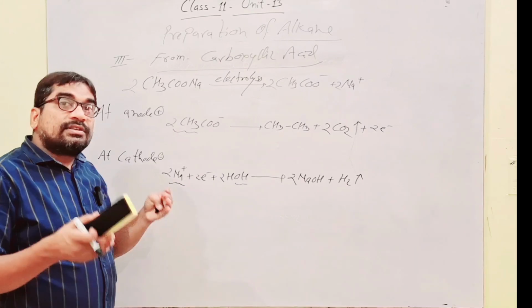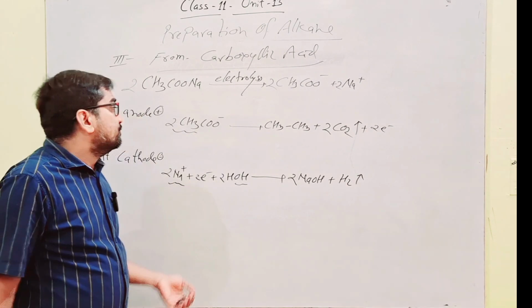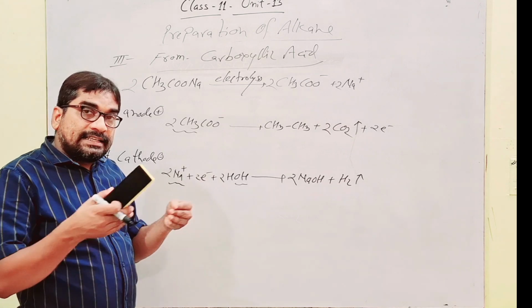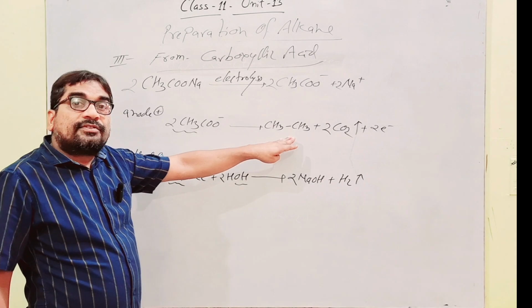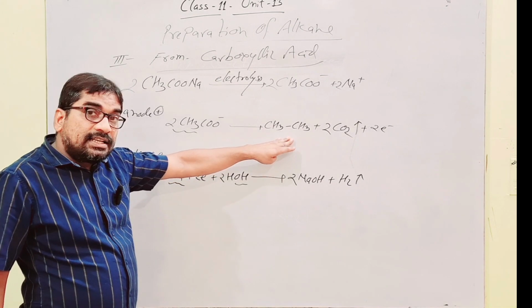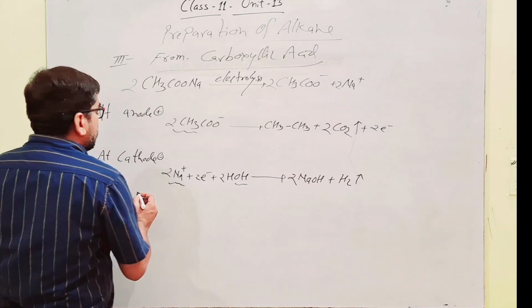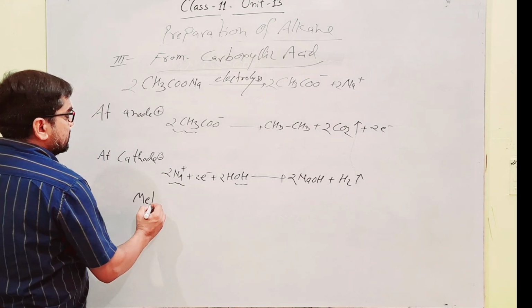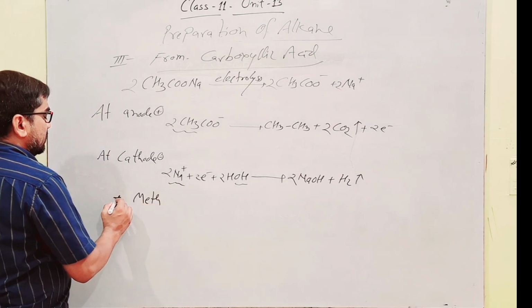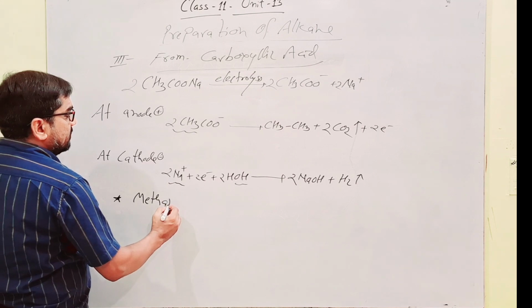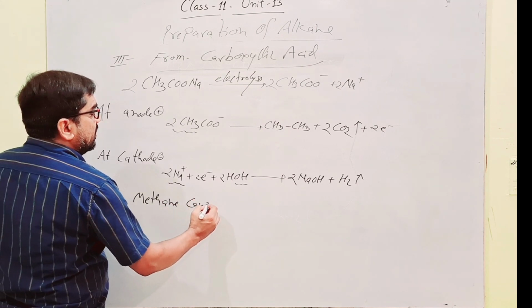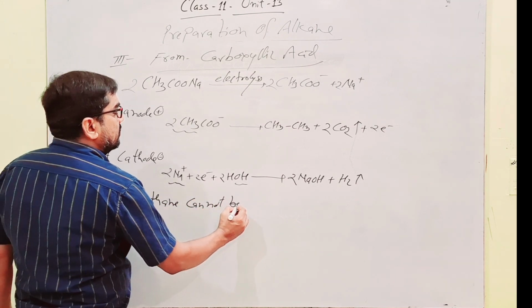It is carried out under a free radical mechanism. So 2 methyl free radicals get attached and result in the formation of ethane. Methane can't be prepared by this method. Note it down: methane cannot be prepared by this method.